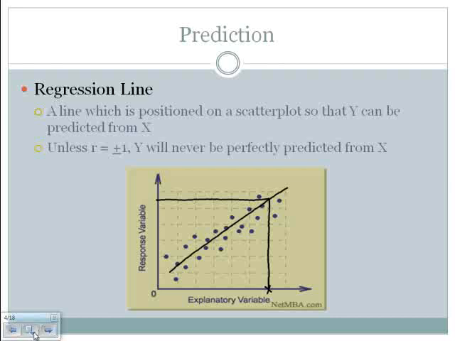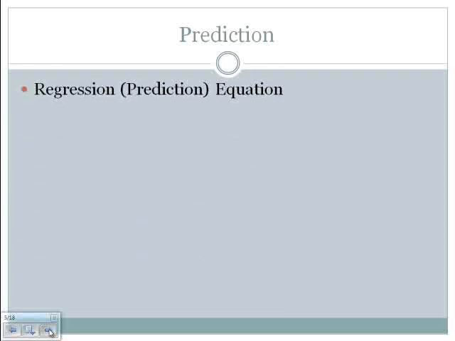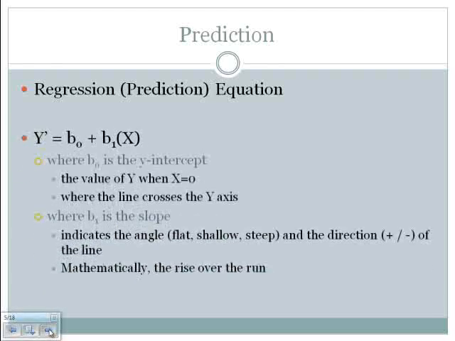Now, unless r is perfectly +1 or -1, we will not be able to predict y from x with 100% accuracy. Again, our eyeball is pretty good, but it's not the best, so we do need something more accurate, and I'm going to call that our regression or prediction equation. The regression or prediction equation puts the line in the best possible position on the scatter plot.